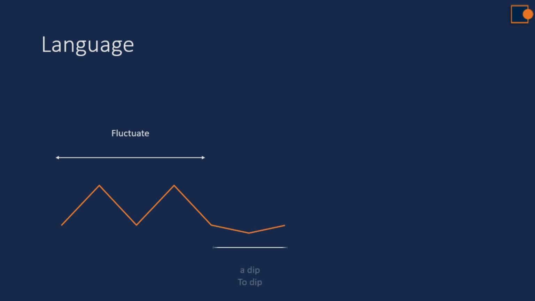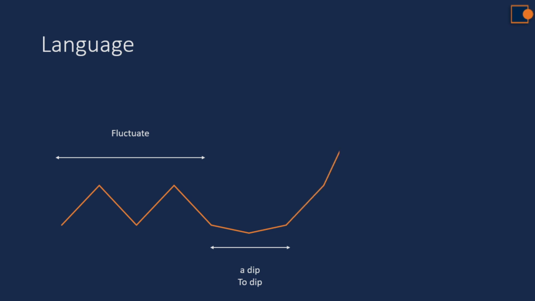Language part. In language, this describes fluctuation, and that is a dip, or to dip. If you paid attention, language is showing or describing the movement of the graph in a different way. You may wonder why there is a noun, a dip, and a verb, to dip. The thing is, you can describe a similar situation in a noun version and in a verb version. And sometimes it could be phrases as well.